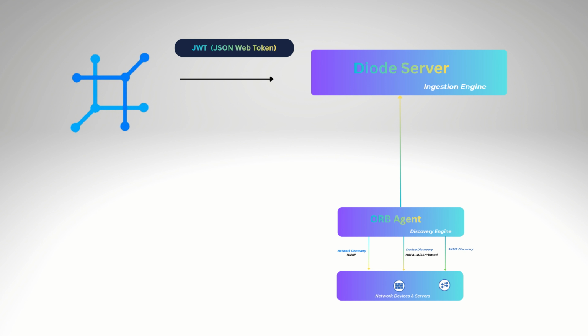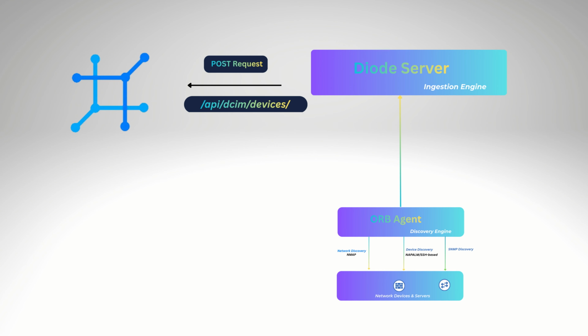Now DIODE has everything it needs. It has the data from the ORB agent. It has the valid access token to write to NetBox. So DIODE makes an API call, let's say creating a device. This request looks something like this. And NetBox receives this API request, validates the access token, checks the signature, checks if it is expired, checks the permission, and if everything is good, NetBox creates the device in the database.